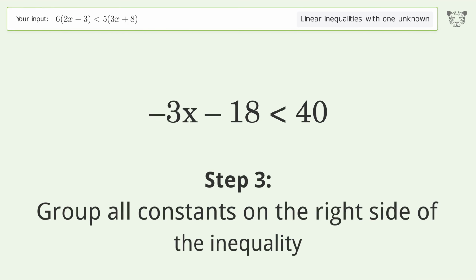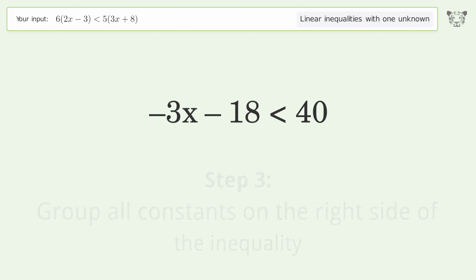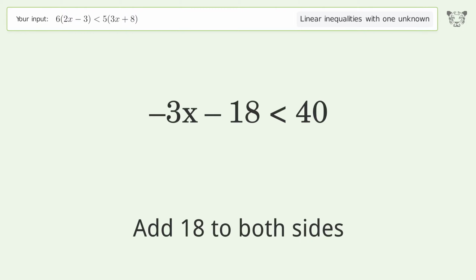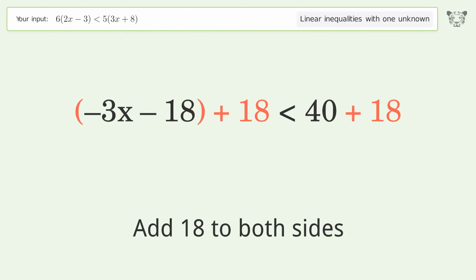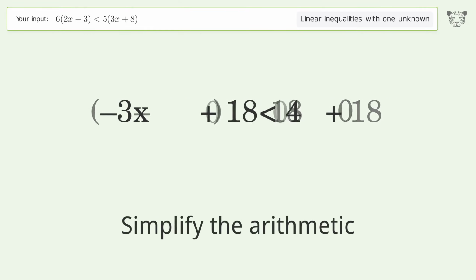Group all constants on the right side of the inequality. Add 18 to both sides. Simplify the arithmetic.